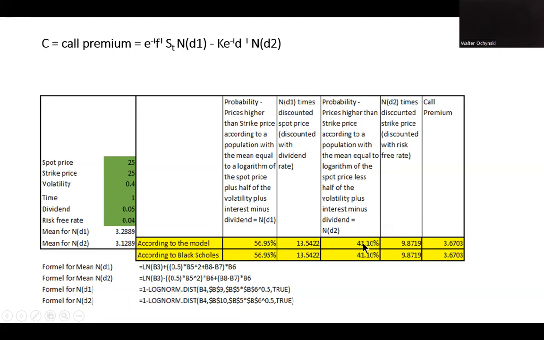And now, according to Nd2, with a probability of 41%, strike price multiplied with 41%, discounted according to agreed rules, we have 9.8, and the difference is 3.6703. It is how much we would pay for the premium, and you can see it is exactly the same number if I use the Black Scholes calculation.